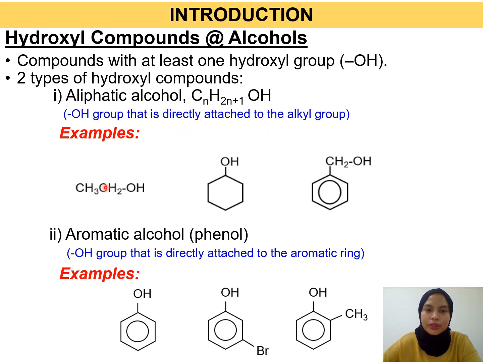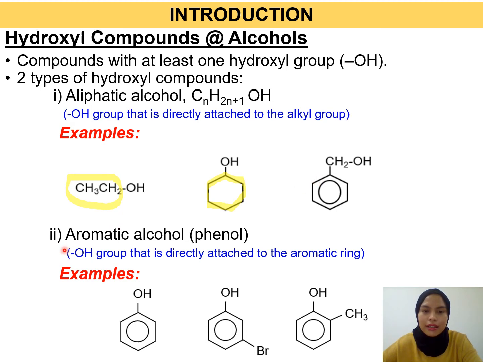For example, if you see this one, the alkyl group is CH3CH2. If you look at the next molecule next to it, its alkyl group is cyclohexane. The OH is not directly attached to the benzene ring, it is directly attached to CH2. If you recognize this structure, this looks like benzyl, right? So for its name, I think this one should be benzyl alcohol, something like that.